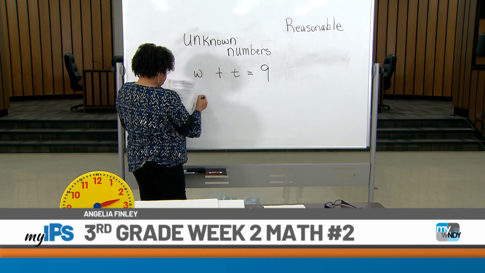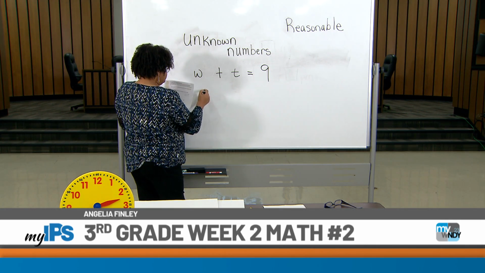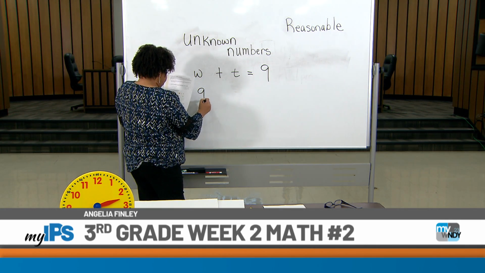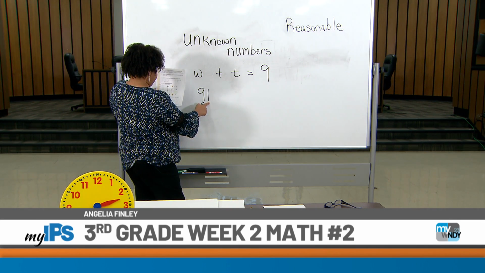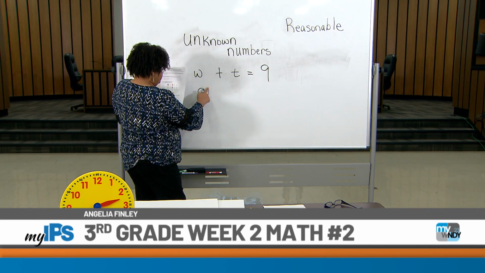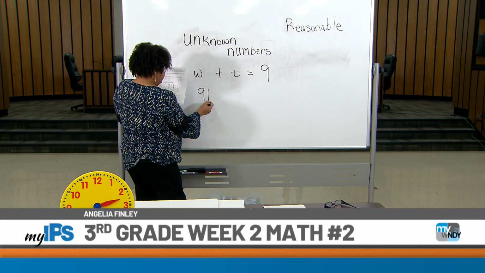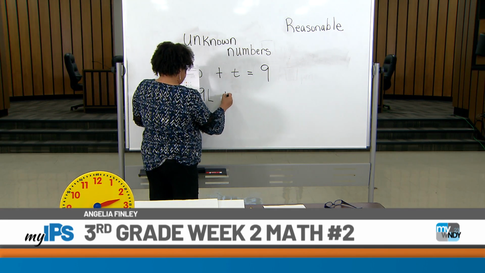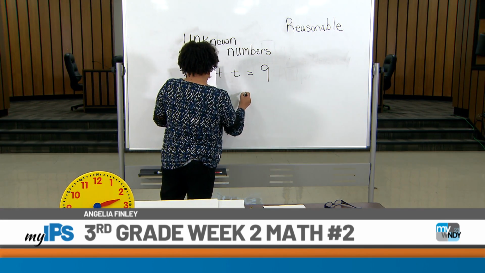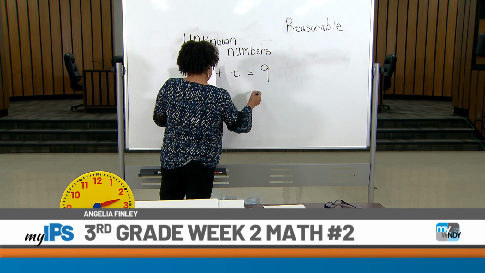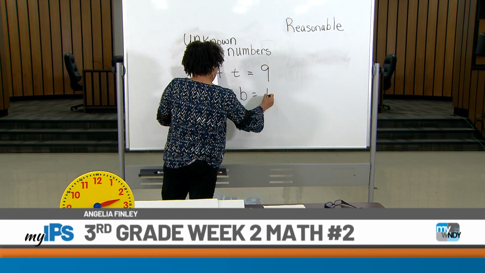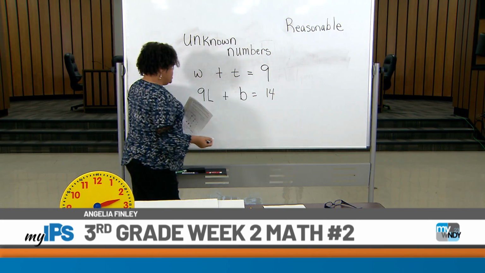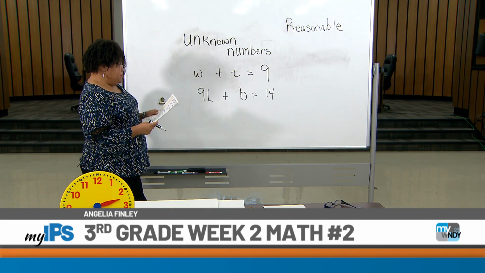Then let's go down to the next row. The next row, they told us this 9 represents the lion. I'm going to put an L there. It's an L for the lion. So then now, the L for the lion is plus the bird, which is, I don't know. I don't know what the bird is, so I'm going to put a B, but it's going to equal 14. So again, talking about unknown numbers.